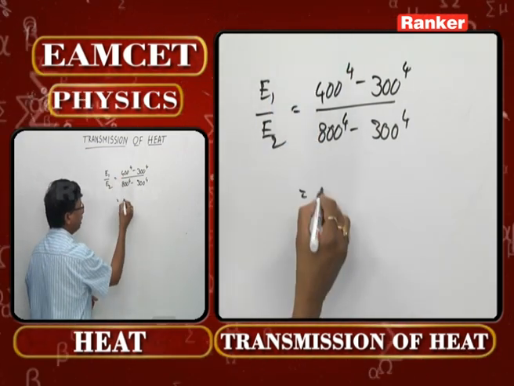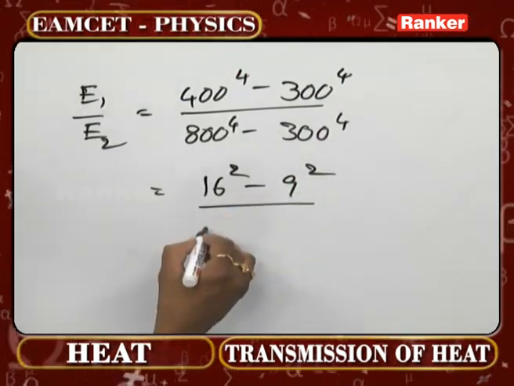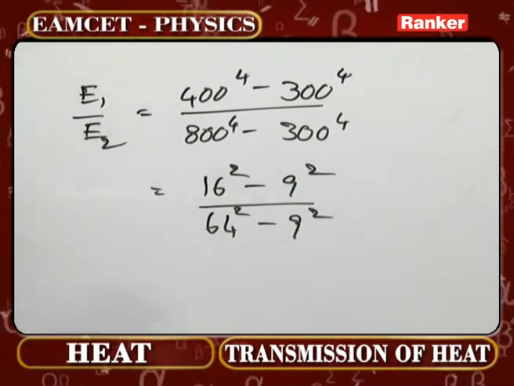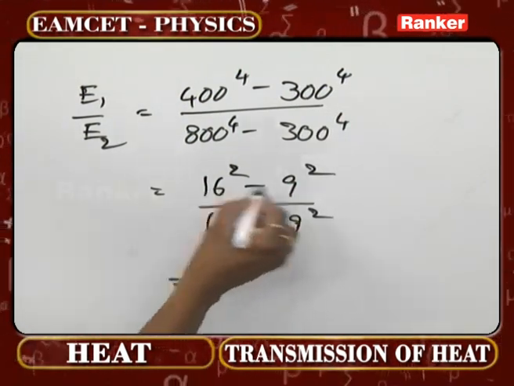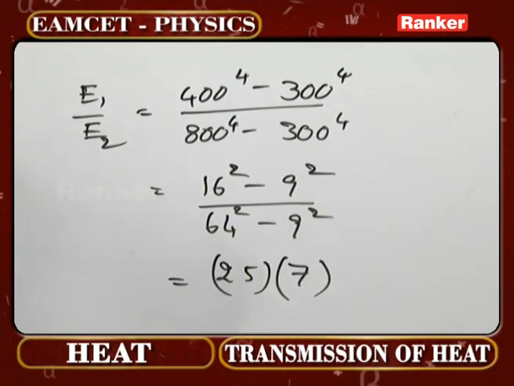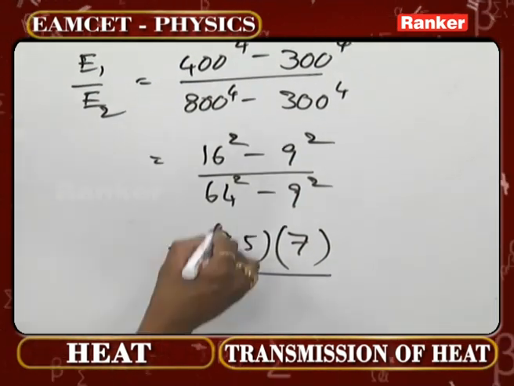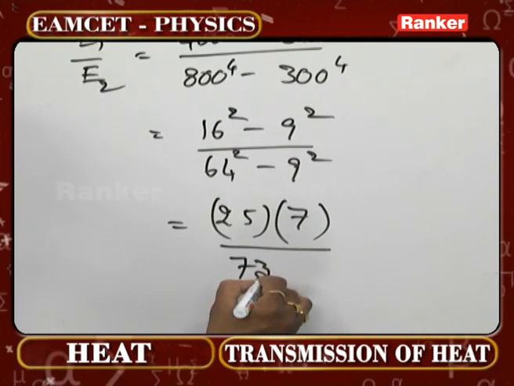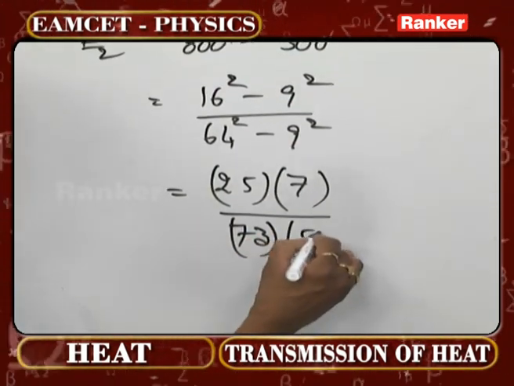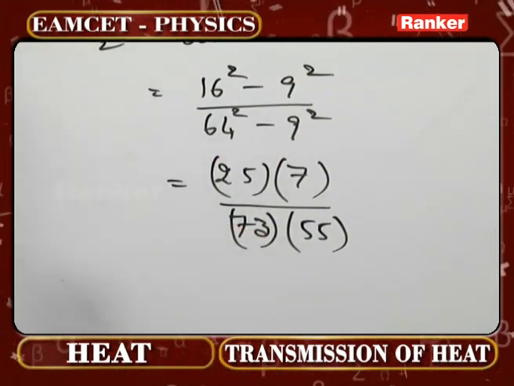This now becomes 16 square minus 9 square by 64 square minus 9 square. Directly you take this value once again, a plus b into a minus b, 25 into 7, divided by 64 plus 9, it is now going to be 73, into 64 minus 9, that is going to be 55. So what exactly is the value you are going to get here?